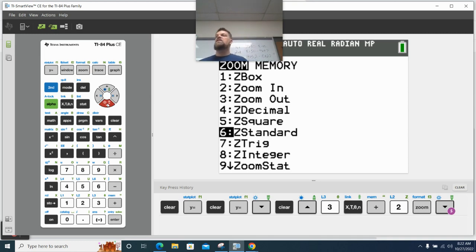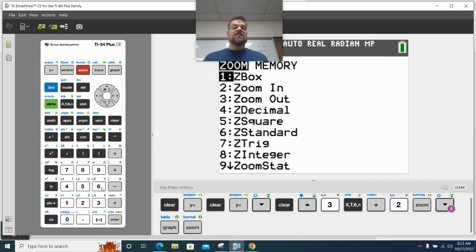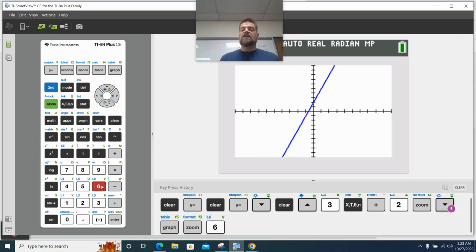That shows the window. It zooms in on the graph from -10 to +10 in the X direction, and from -10 to +10 in the Y direction. Now hit graph. Whoops, I didn't do the Zoom Standard. Now you'll get it. So this is our graph. Let's look at a couple of things. Go ahead and hit the trace button.